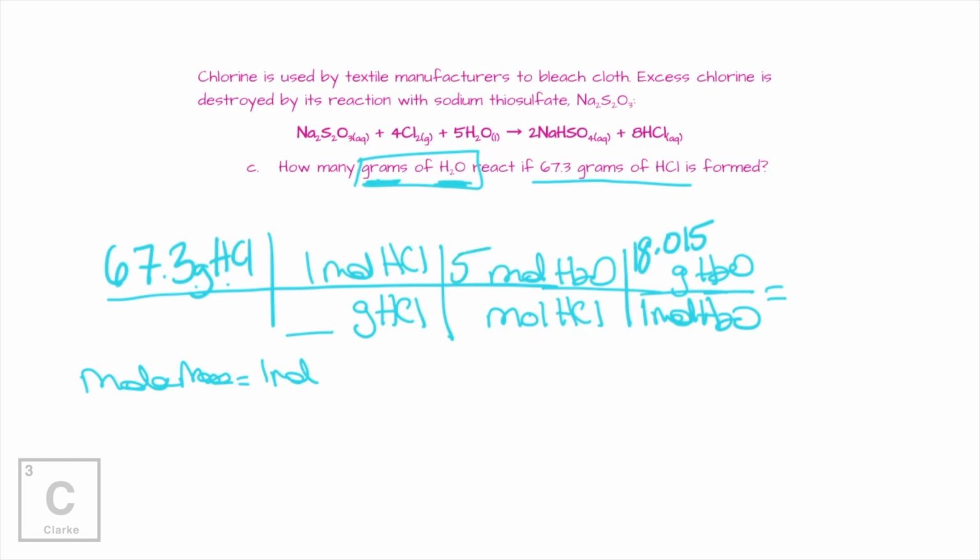Moles of hydrochloric acid, 8 moles of hydrochloric acid. So we're going to put an 8 right here. That's our mole ratio. That's what's bridging us from one compound to the next. And then lastly, we need the molar mass of hydrochloric acid. We need to add that up.